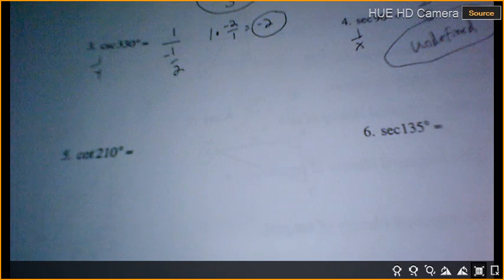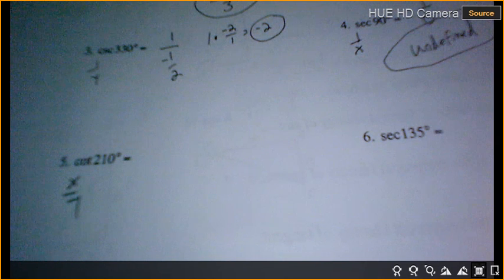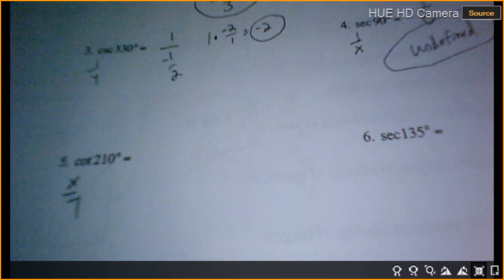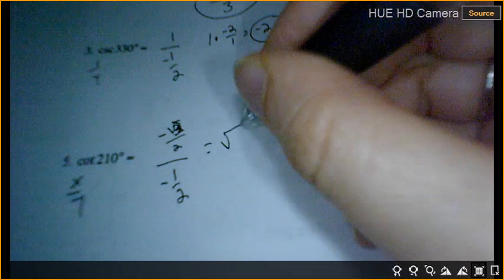Let's do a couple more. Cotangent, remember, is x over y. So I take my unit circle. I go to 210. The x value is square root 3 over 2. The y value is negative 1/2. Oh, square root 3 over 2, excuse me. I don't know why I wrote 2 in there. That's a 3. So that gives me negative divided by negative is a positive, so I get square root 3 is my answer.